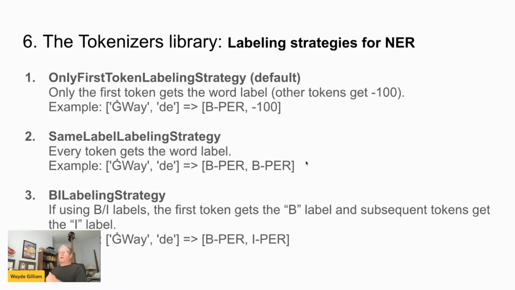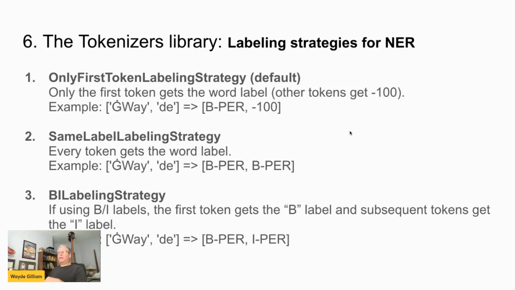Another strategy that's supported is the same labeling strategy. And in this, what we do is assign each token to whatever the word label is. So again, here, Wade is the beginning of a person's name. And so we would assign B-per, B-per to both of those tokens.